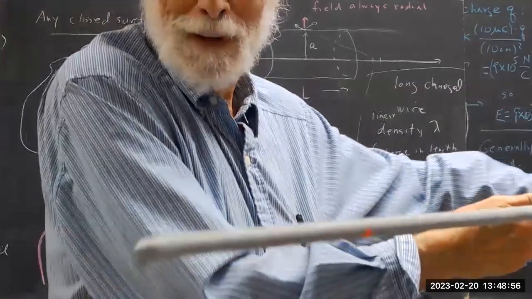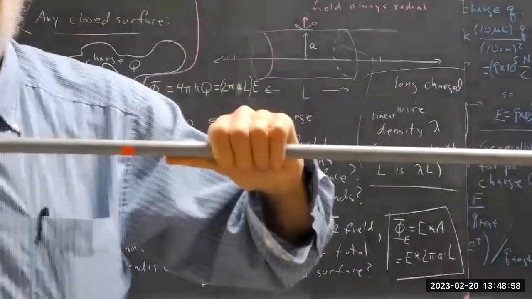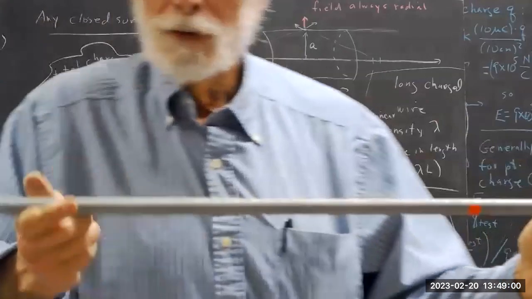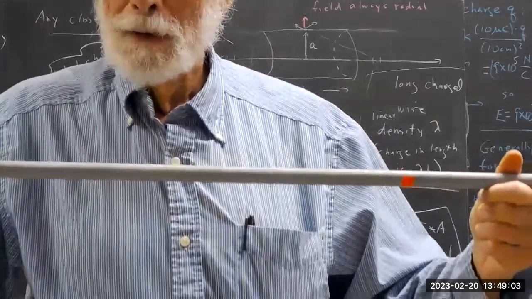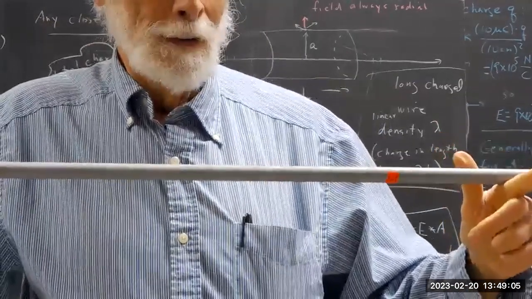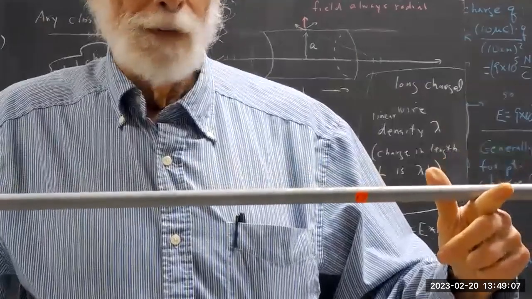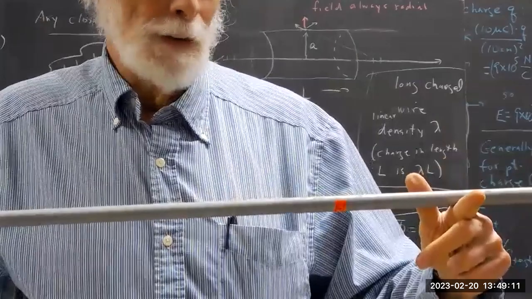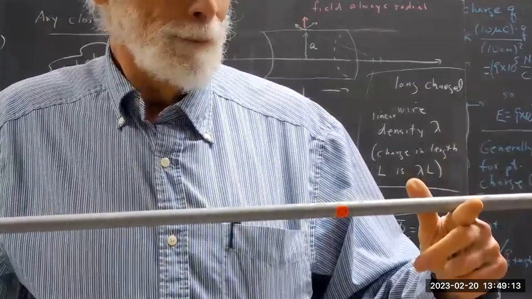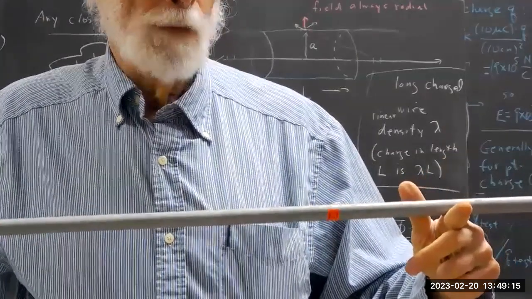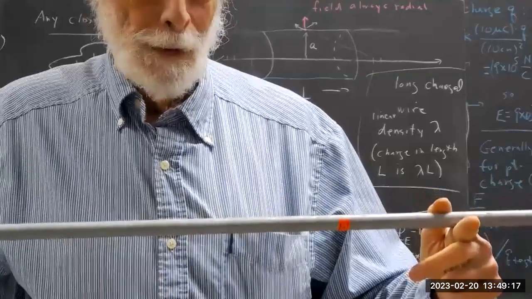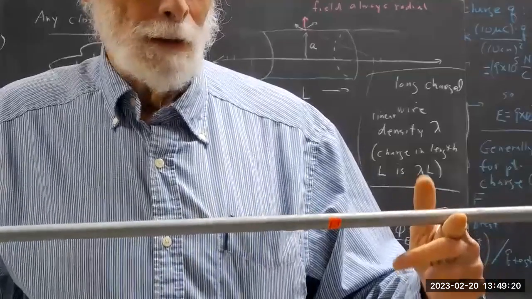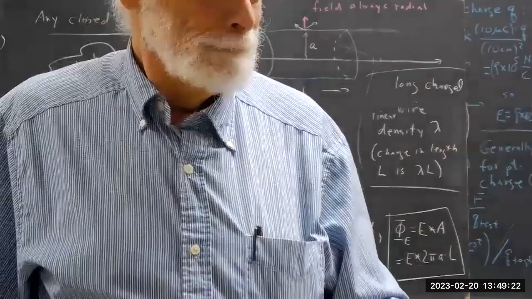Oh, there's the end. Okay, so the part that you see on the screen goes from about here to about here. If I want the field at a distance of 3 centimeters, you can easily calculate it. Or if I can observe the field at 3 centimeters, then I can calculate how much charge I put on the thing. Over later.